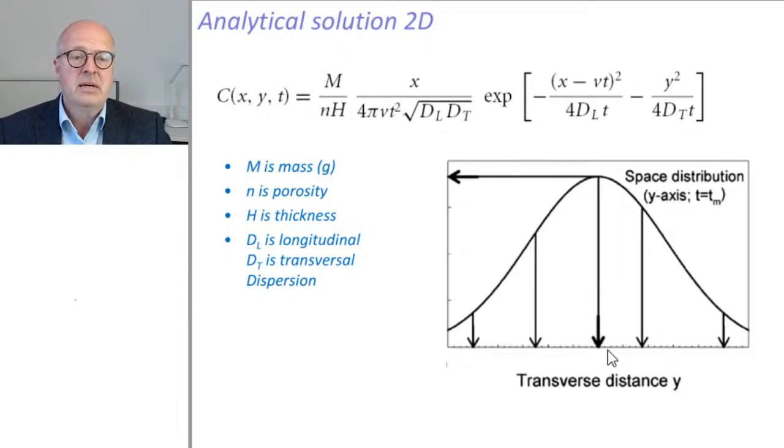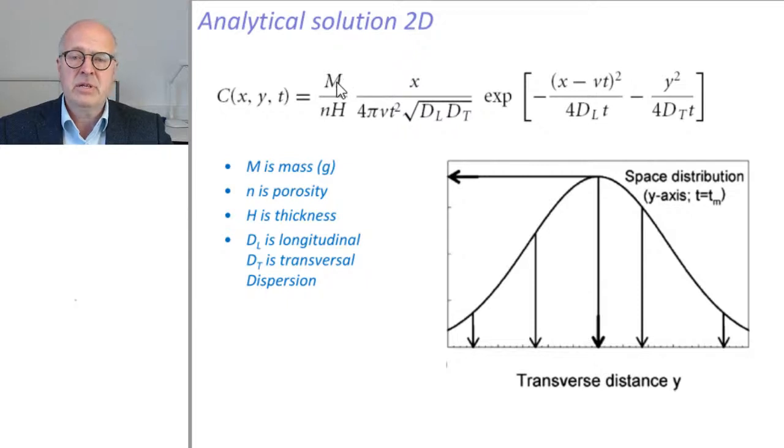So this equation describes the transport of tracer in 2 dimensions in an aquifer. In x direction, like flow direction, and y direction, like perpendicular to the flow. So with this equation, we can actually predict the tracer at any place in the xy plane after injection. Now let's have a closer look at this equation.